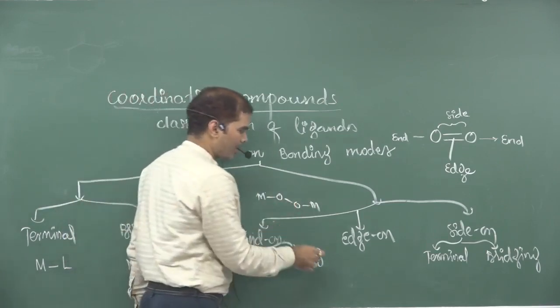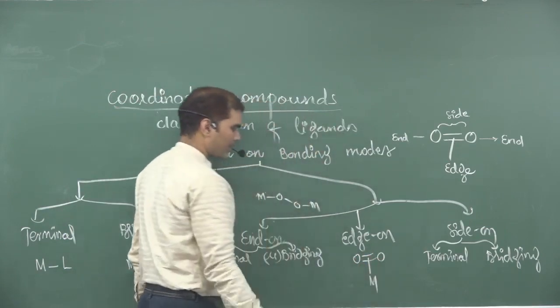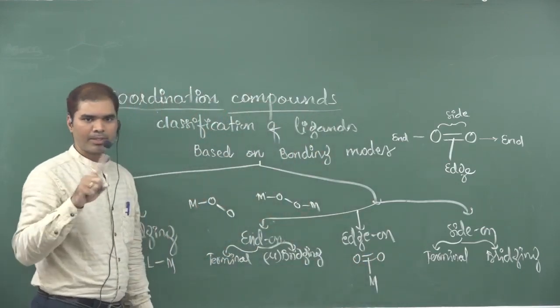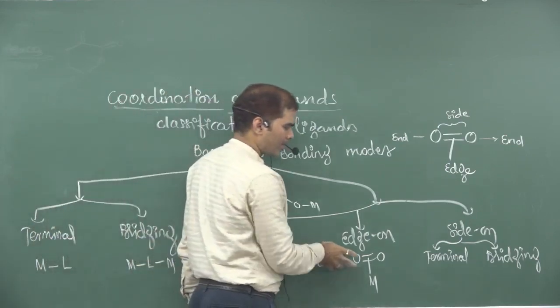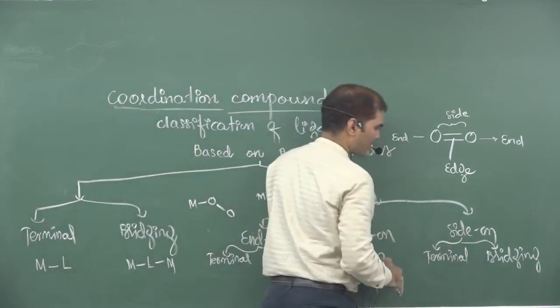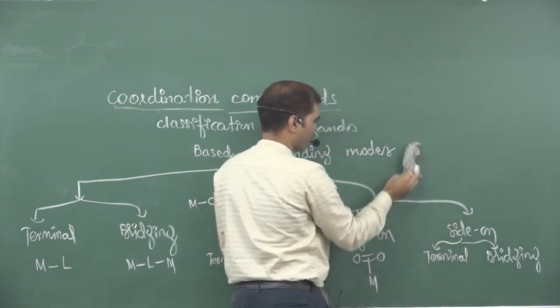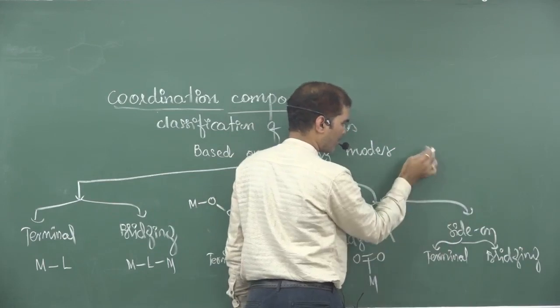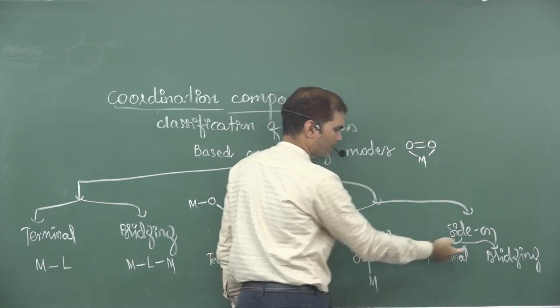Edge-on, just metal is attached to the bond present between the two oxygens. This is called as edge-on. Weak one. Side-on terminal or side-on bridging. I'm just drawing it above for side-on terminal. And for side-on bridging.